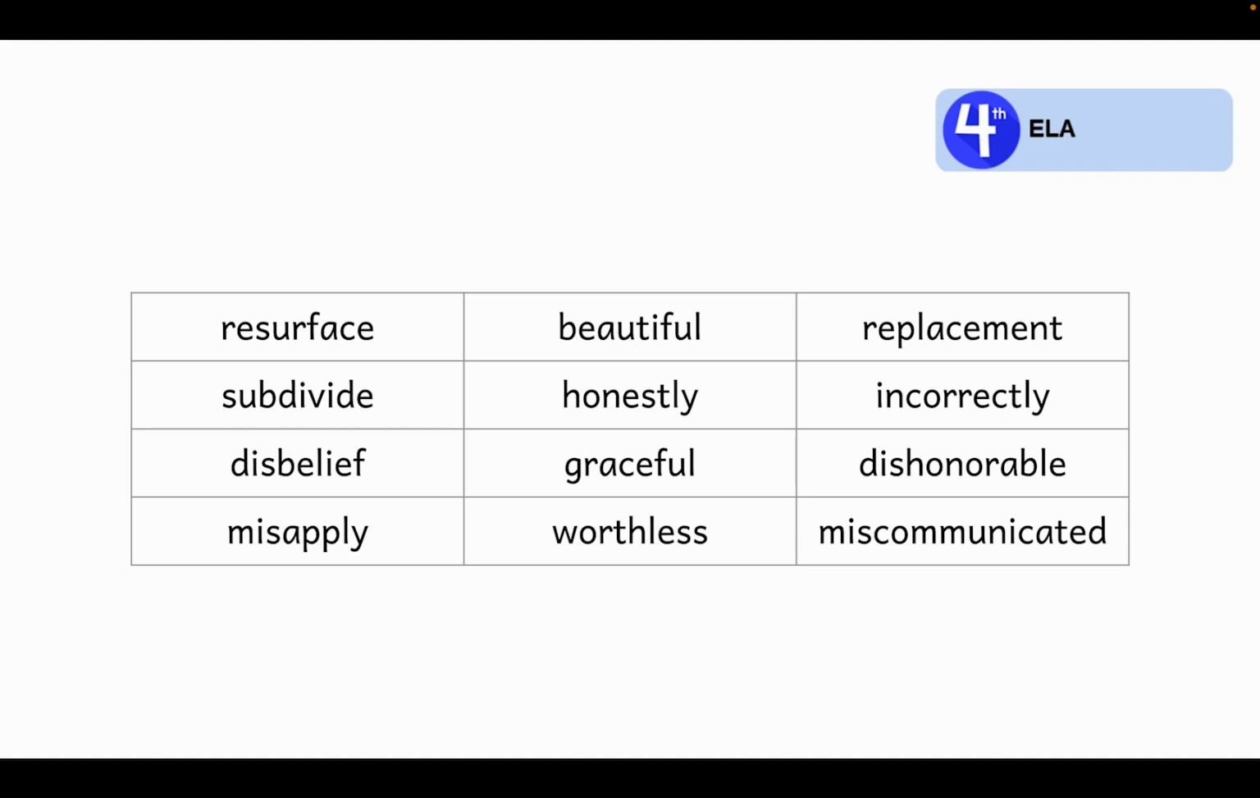What is the base word in miscommunicated? The base word is communicate. What is the prefix? The prefix is mis. What is the suffix? The suffix is ed. Great job reading all of these words and identifying the base word, prefixes, and suffixes.